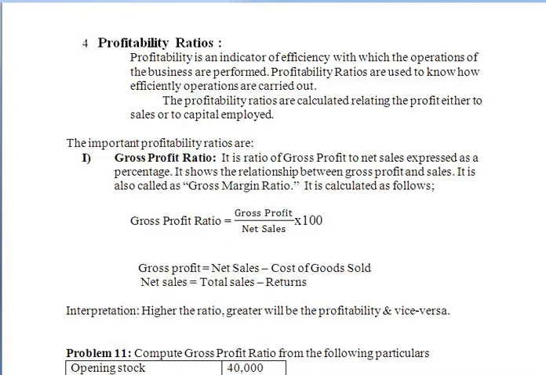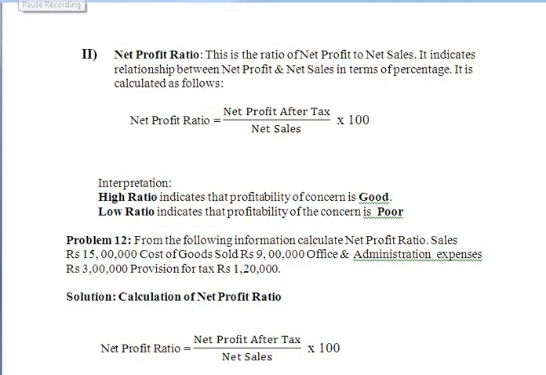The second one is the net profit ratio. This is the ratio of net profit to net sales. The net profit ratio indicates the relationship between net profit and net sales in terms of percentage. The formula to calculate net profit ratio is net profit after tax divided by net sales into 100. Now we know how to find out net profit after tax as well as net sales.